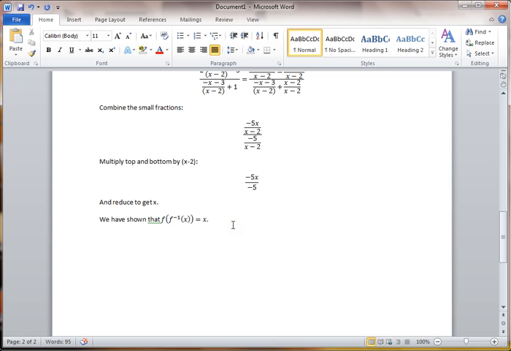The last step to finish off this problem, which I won't be demonstrating for you in this video, would be to do it the other way around. Show that f plugged into f inverse also reduces to give you the identity function.